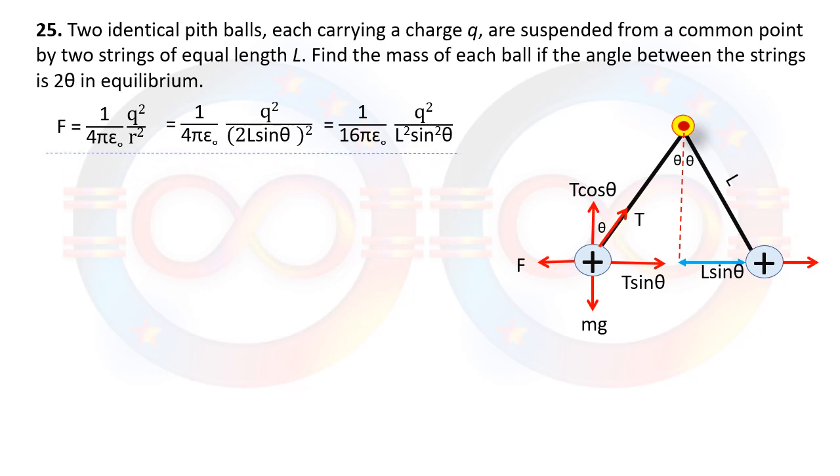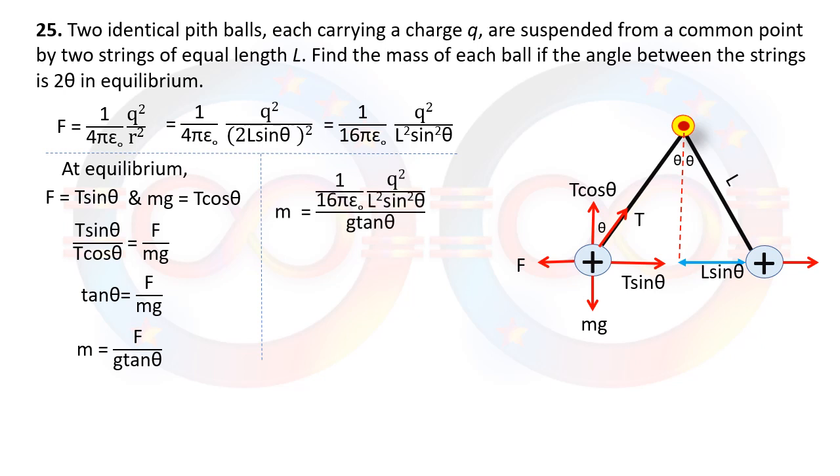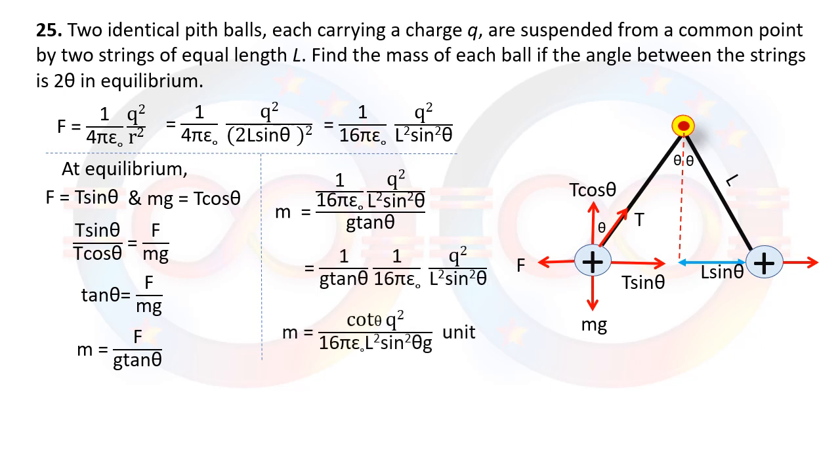In the previous questions we have taken these equations: at equilibrium, T sin theta is equal to F, mg is equal to T cos theta, tan theta is equal to F upon mg. So what about m? m is equal to F upon g tan theta. F we have already calculated. Now let us put the value of F as 1 by 16 pi epsilon naught q square upon L square sin square theta, upon g tan theta. After simplifying it, we get the mass of the object as cos theta q square upon 16 pi epsilon naught L square sin square theta into g.